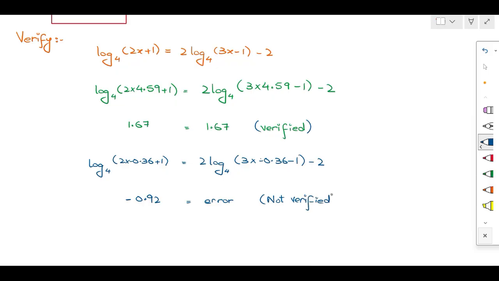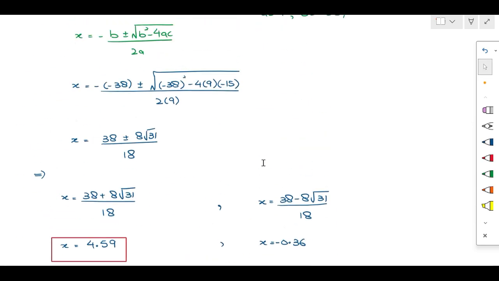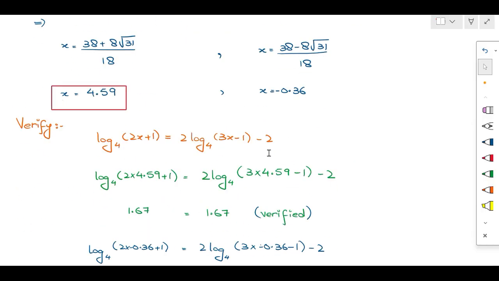So the only solution is 4.59, because you can see when you substitute over here, this is 3 times negative, which is negative, and this is negative, so log of a negative number does not exist, so we have no solution from here. So the only solution is 4.59. So after solving for the solutions of a log equation, it is better to verify which x value satisfies your equation, right? So there is only one solution.